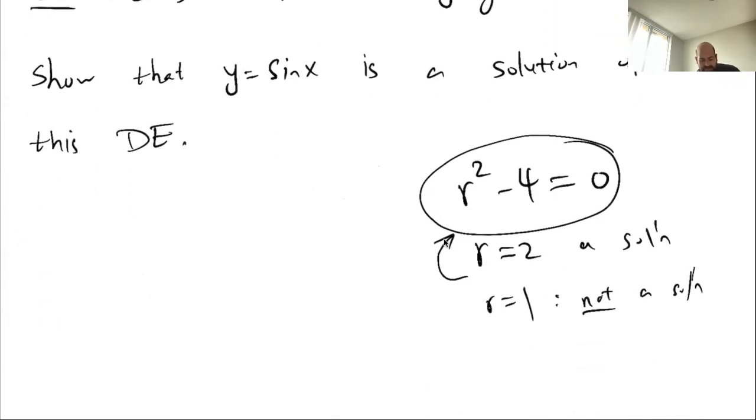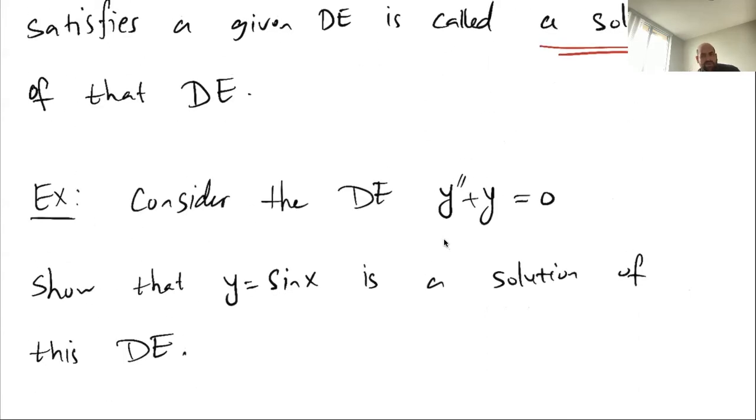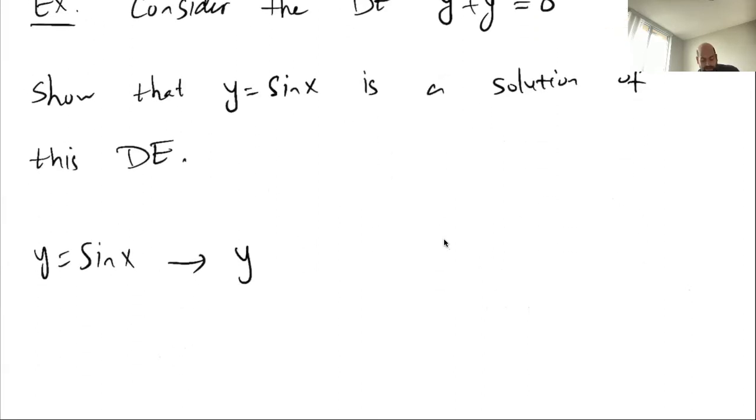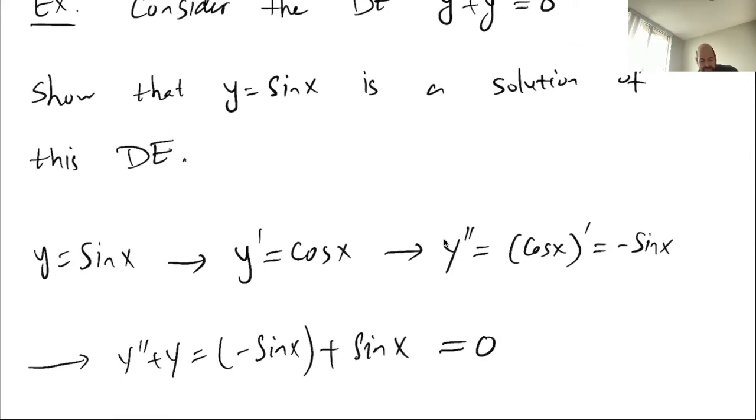So let's verify that this is a solution for this equation. If y is equal to sine x, what is y prime? Because we want to find y double prime. y double prime is the second derivative, which is the derivative of the first derivative. So y prime is cos x. So y double prime is the derivative of cos x, which is minus sine x. So y double prime plus y will be equal to minus sine x plus sine x, and the answer becomes 0.